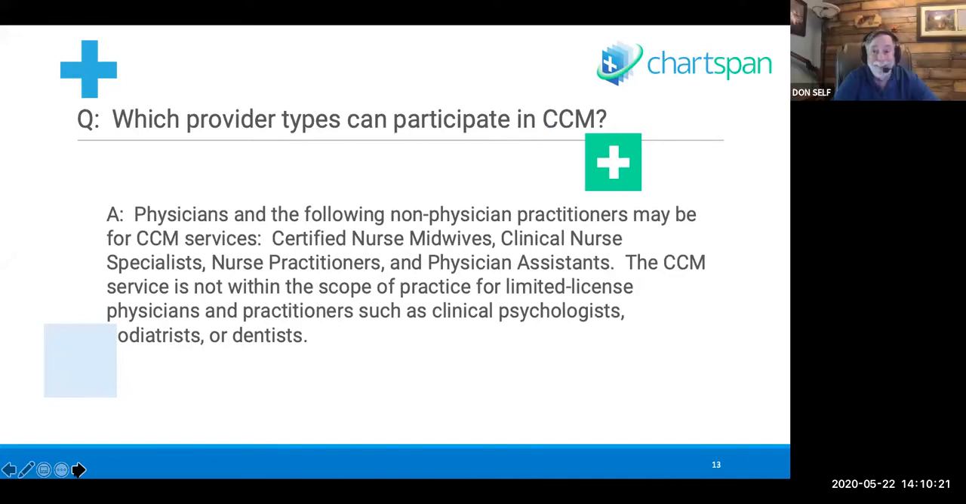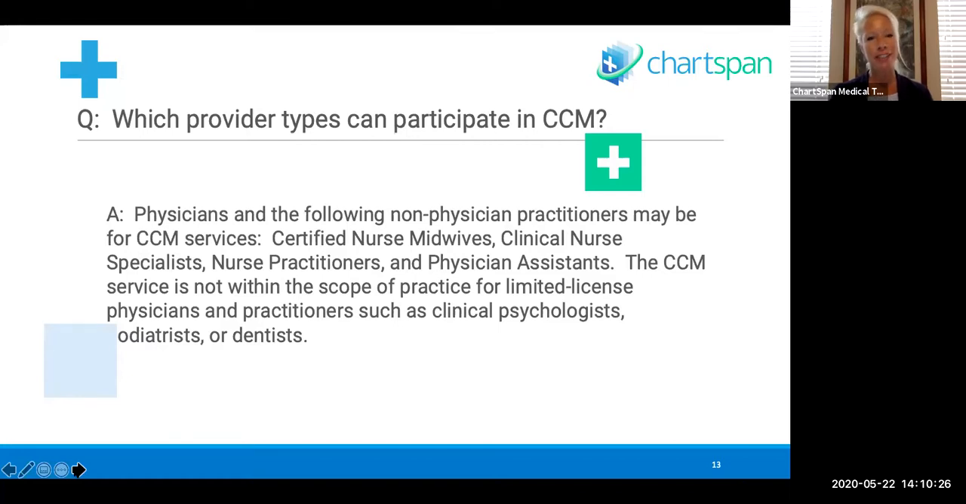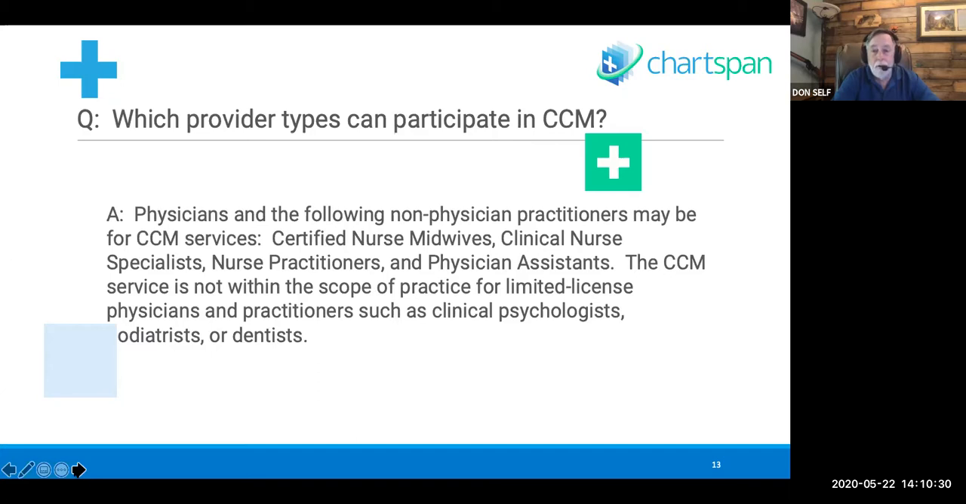Yes, ma'am. Here's another good one that we get pretty frequently. What provider types can participate in CCM? Well, typically I'm telling every one of my MDs, DOs, I'm telling my nurse practitioners and PAs, and you can also have certified nurse midwives and clinical nurse specialists do it as well. But the other ones, such as the podiatrists, the chiropractors, et cetera, they're not allowed to. They're not considered to be a CCM type provider according to Medicare.